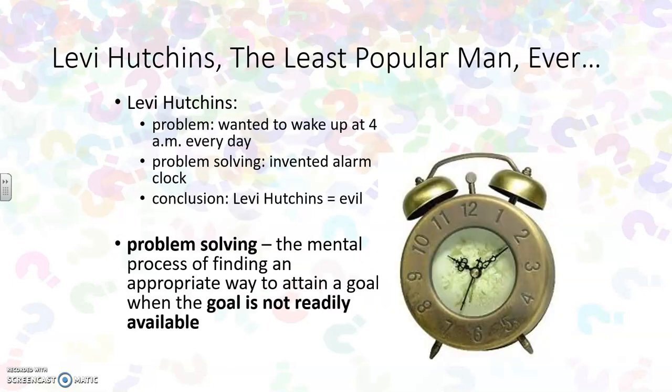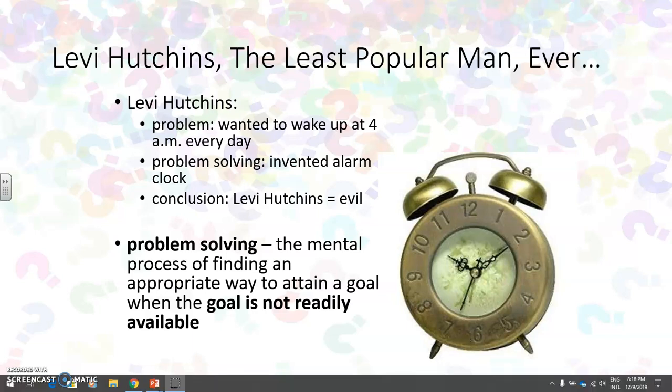So then we have our evil man, most likely, Levi Hutchins. What he wanted to do was wake up at 4 o'clock in the morning every single day. And you guys know when you're tired, it can be very difficult to do that. So he was problem solving and he created the alarm clock. So we can kind of conclude he's not the best friend of ours. So he applied problem solving to that situation.